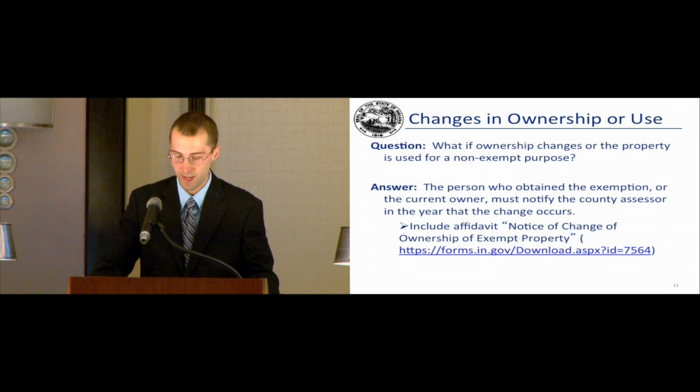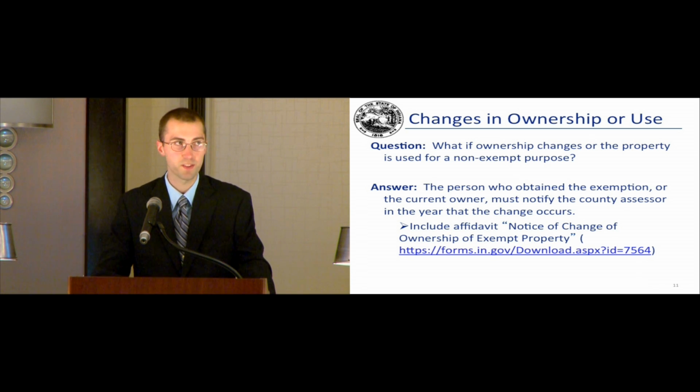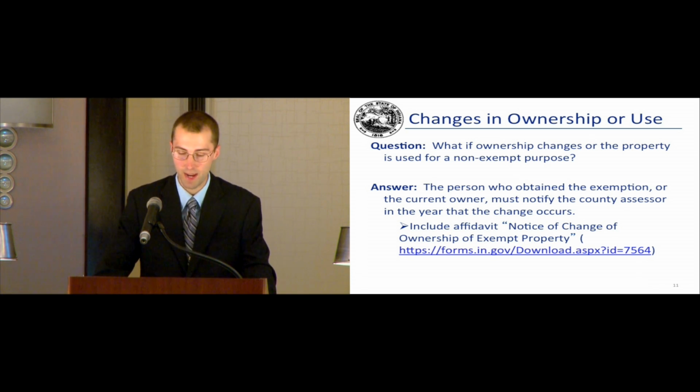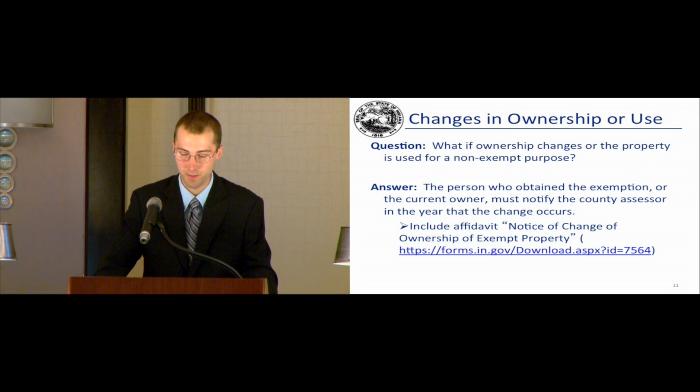Now, another question that arises is, what if the ownership changes or the property is used for a non-exempt purpose? In this case, the taxpayer must submit an affidavit notifying the county assessor that a change in ownership or use has occurred, and a link to the form affidavit is provided on the slide.